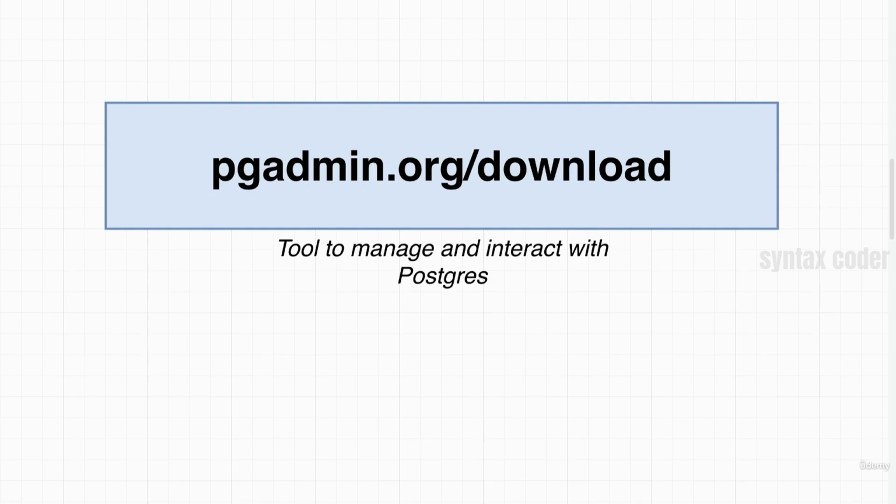On macOS, in addition to Postgres, we are also going to install a tool called pgAdmin. pgAdmin is a very popular tool that's used to somehow manage or otherwise interact with your running Postgres server. So we're going to download and install pgAdmin from pgadmin.org/download. I'll copy that link right away.